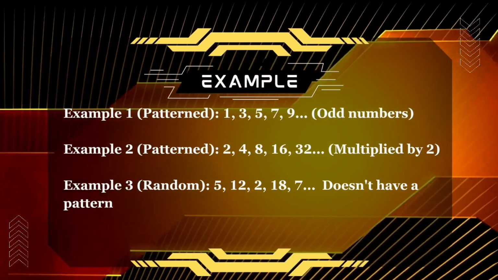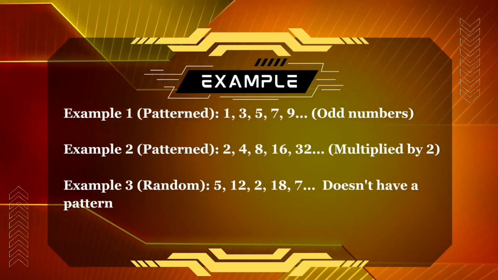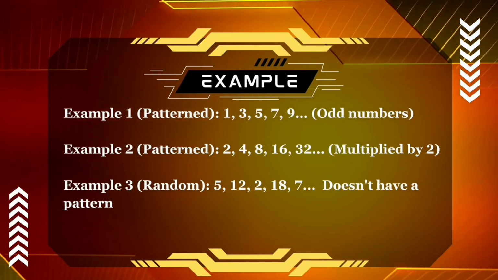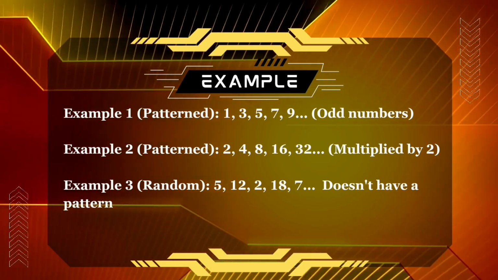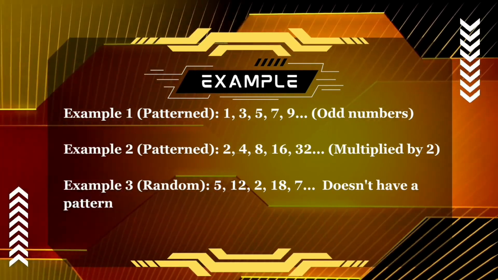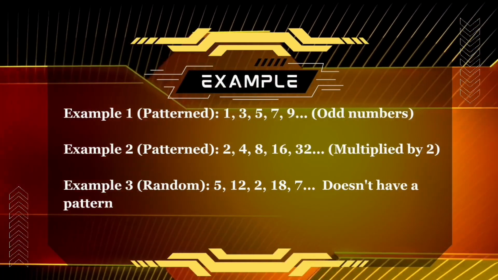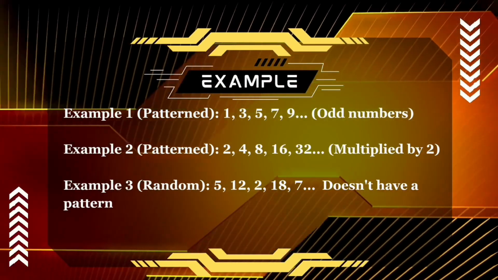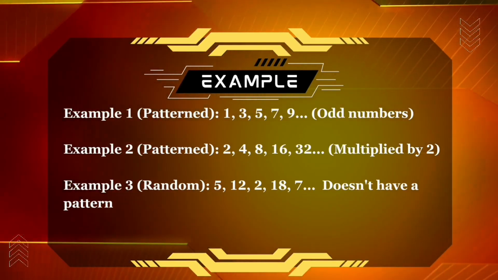Example number 2. Sequence 2, 4, 8, 16, and 32. Here, each number is multiplied by 2. This is a geometric progression, where there is a constant ratio between consecutive terms. Example number 3. Sequence 5, 12, 2, 8, 7. This sequence does not have an obvious pattern.